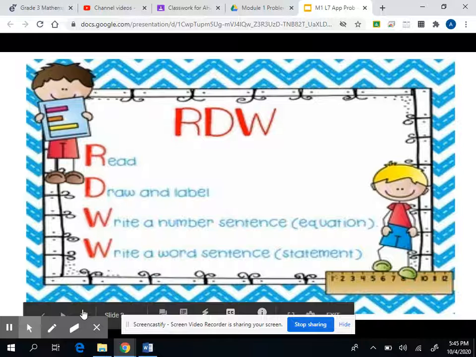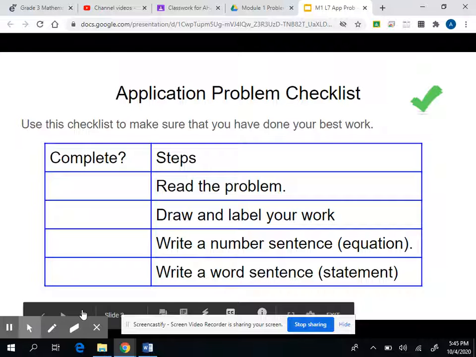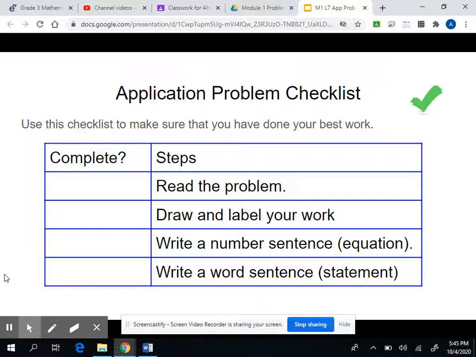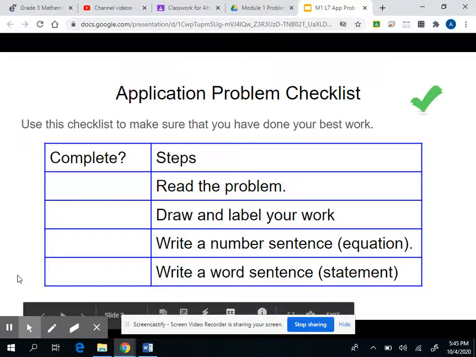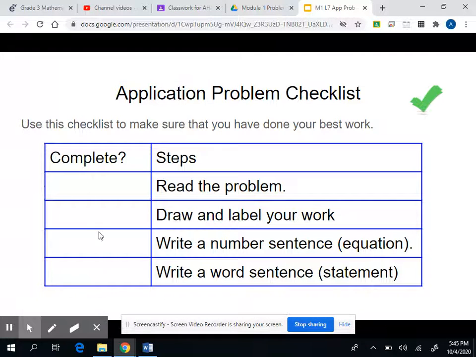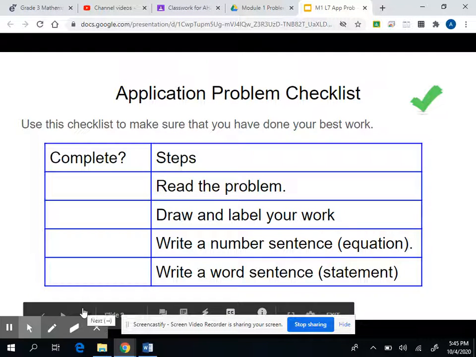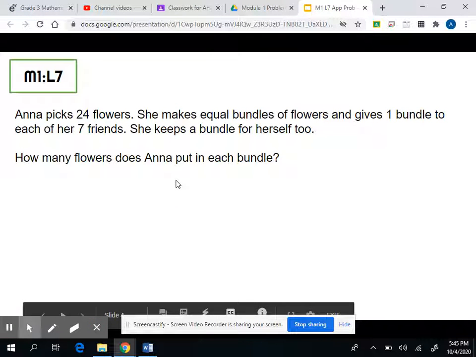It is an application problem, so we will follow our RDW process. And we have our checklist with us to keep track. If you do not have your checklist in front of you, hit pause now, get your checklist, and then hit play. Okay, so we read the problem, draw and label our work, write a number sentence or equation, and write a word sentence or statement. When we have all four checked off, that's how we know that we've done our best work. So let's check it out.